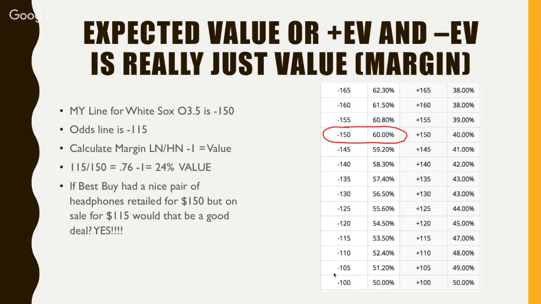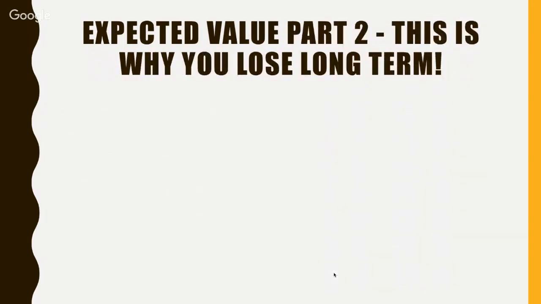So again, you say, hey, how much are the headphones? The headphones are $150, but we have them on sale for $115. That's a significant discount. That's a 24% discount. So there's a big margin in between that. Same deal in sports betting. We want a big margin or a significant amount.